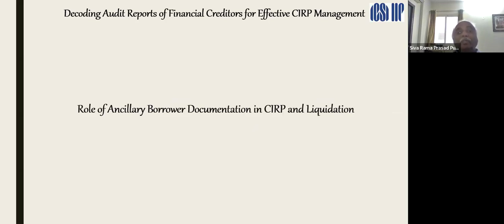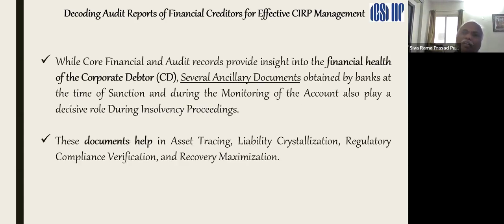Role of ancillary borrower documentation in CIRP application. Whatever I have discussed, some ancillary documentation is also available. That is also useful, and it is available with the financial creditor. What is that? While core and financial audit records provide insight into the financial health of the corporate debtor, several ancillary documents obtained by the banks at the time of sanction and during monitoring of the account also play a decisive role during insolvency proceedings.